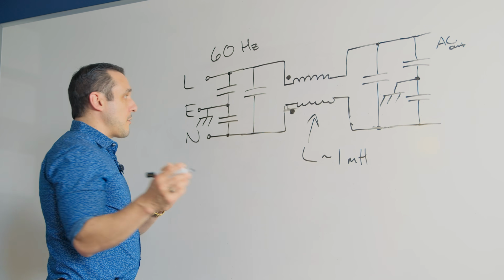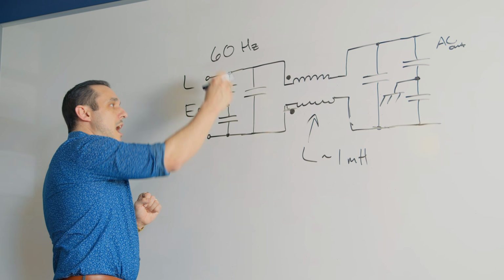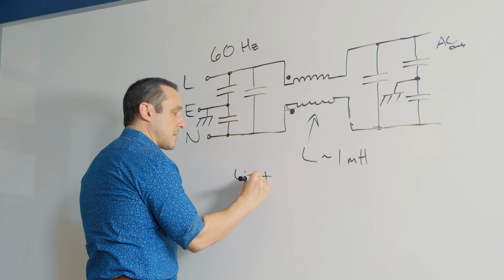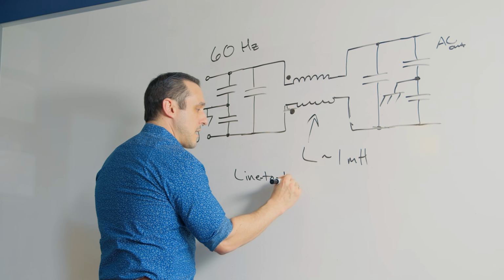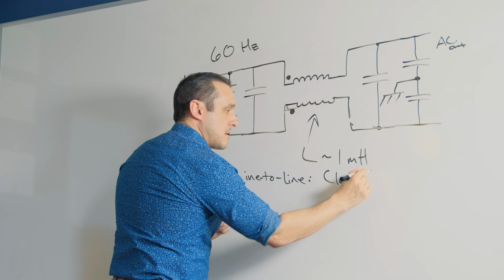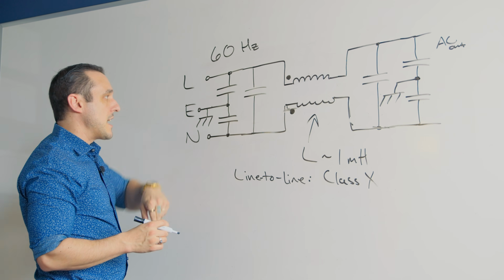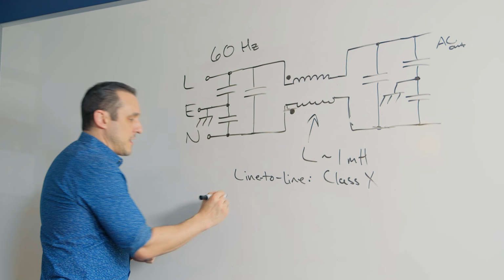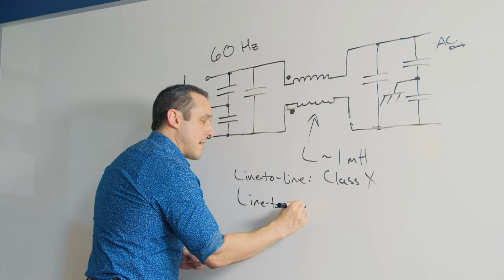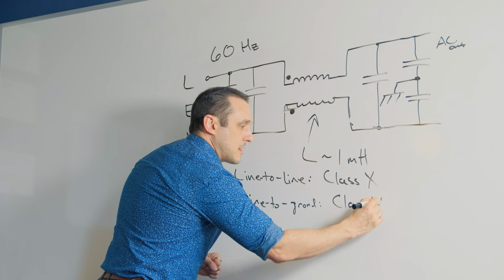Now, the other thing that we have to notice here is these capacitors and how these are used. This is a line-to-line capacitor. And when we have line-to-line capacitors, those are normally X-type or class X capacitors. So these class X capacitors are specifically used in these line-to-line applications. What about these line-to-ground capacitors? Well, when we have line-to-ground capacitors, these are class Y capacitors.